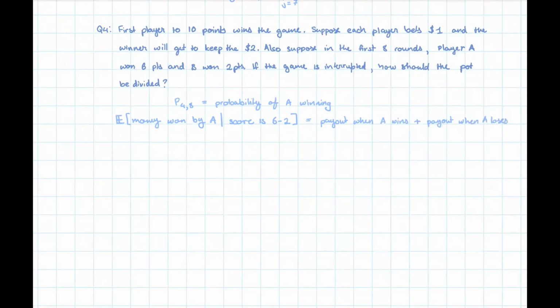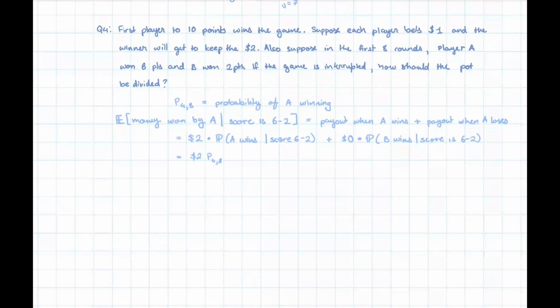This can be written as the payout if player A wins times the probability that player A wins given the current score plus the payout for player A if they lose times the probability that player A loses, or player B wins, given the current score, which can be rewritten as the $2 payout for winning times P sub 4,8. And from the previous questions we answered, we can come up with an equation to find that probability.